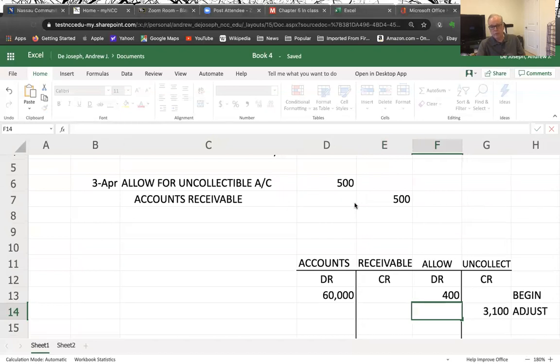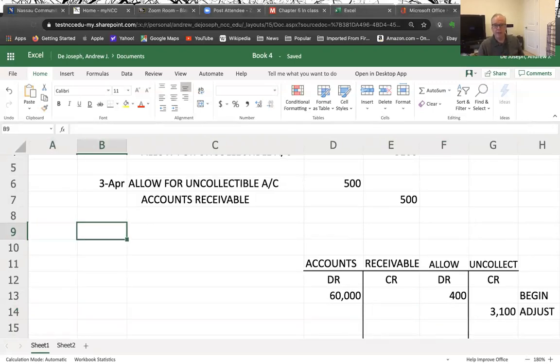I credit accounts receivable because he doesn't exist or she doesn't exist in my world anymore, right? That person is out of my life. To get somebody out of your life, you credit accounts receivable. I wish it was that easy in real life, you know?